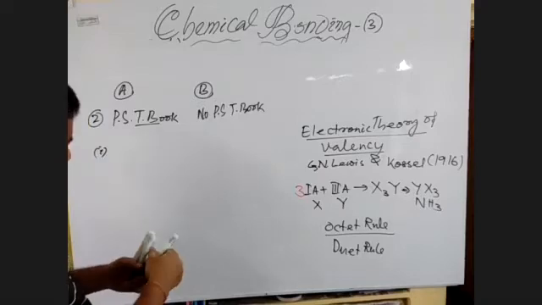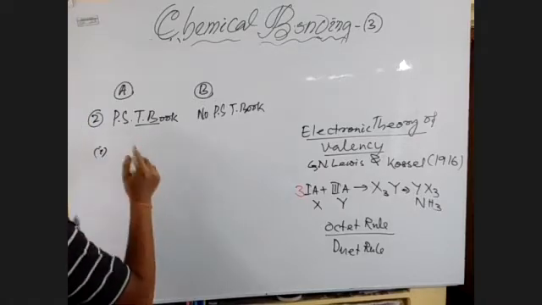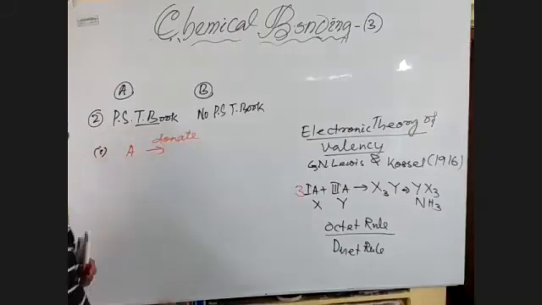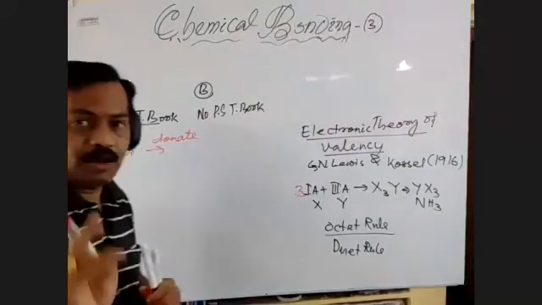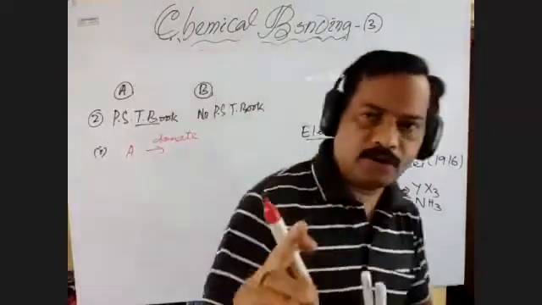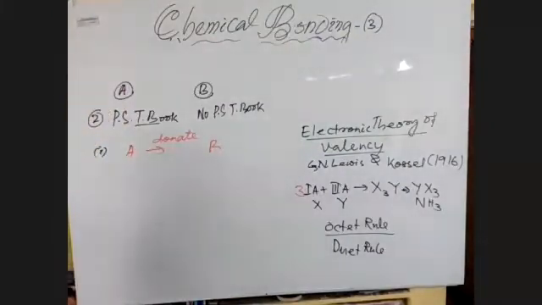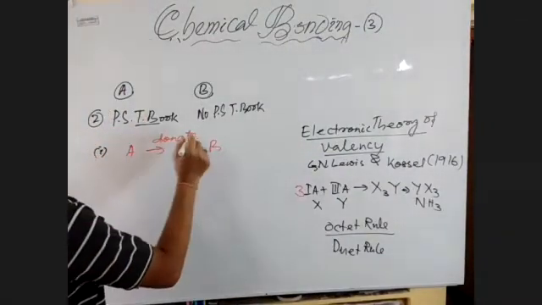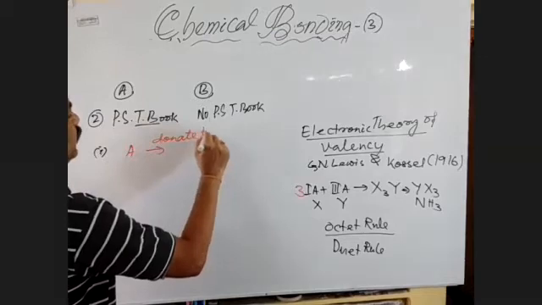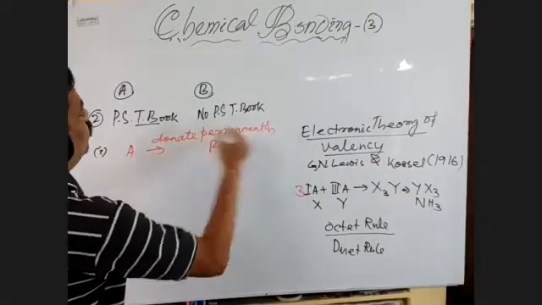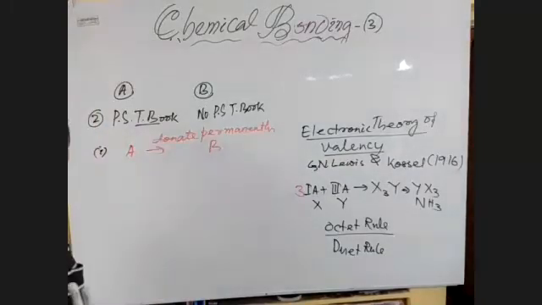The first alternative is that A will donate permanently a textbook to B. So this is one option. This is permanent donation. He will donate permanently. Okay.